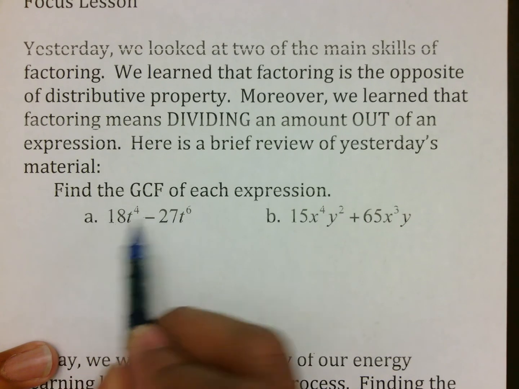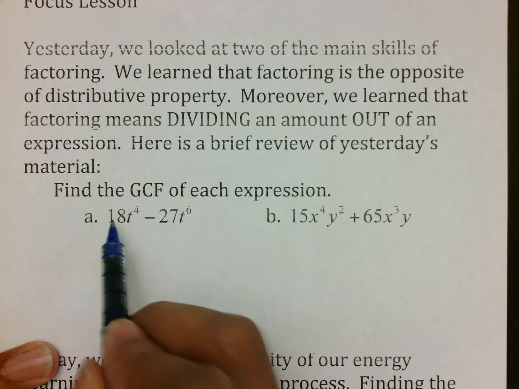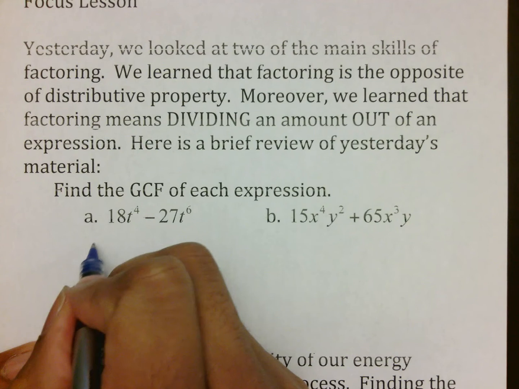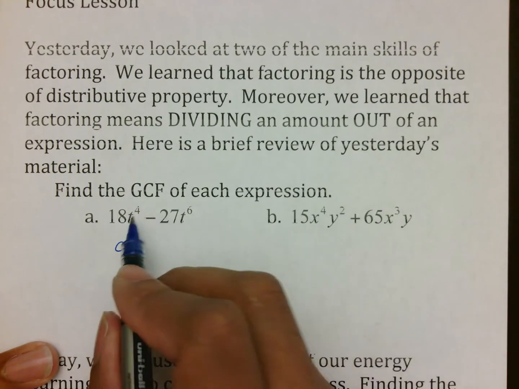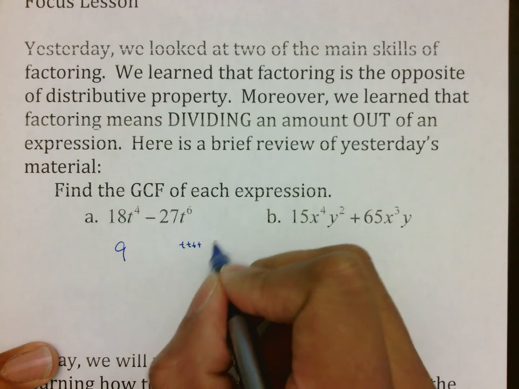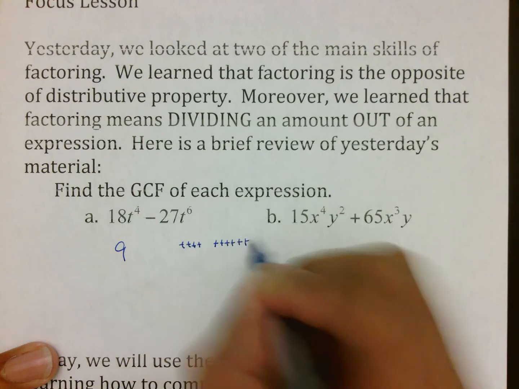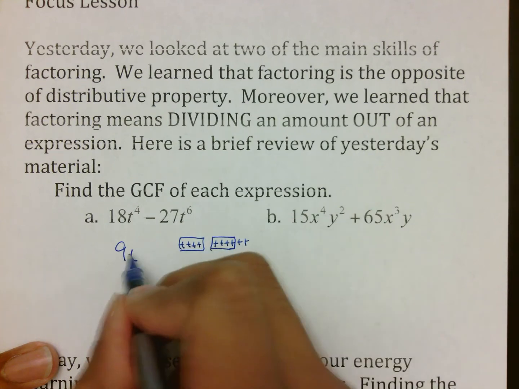And again, I'm not going to go through the full process as you practiced yesterday because you should have that down. But thinking about 18, the biggest number for 18 would be 18. That doesn't go into 27. Another number that comes to mind for 18 is 9, and I believe 9 actually is the biggest number that goes out of that. And then when it came to our t's, remember the way we viewed that is that this had 4 t's, this had 6 t's, and our question was how many they had in common, and how many they had in common just so happened to be 4 t's.